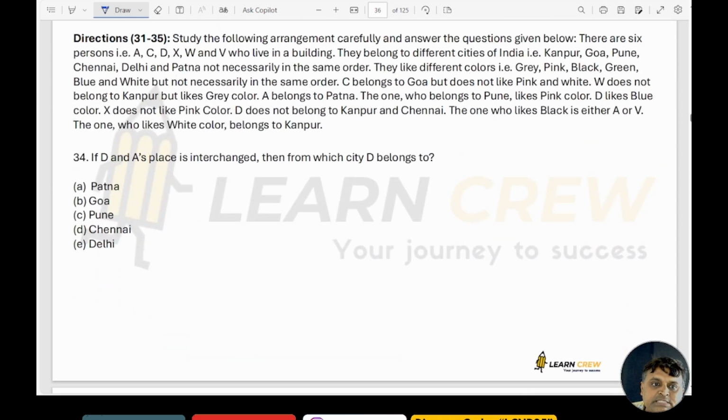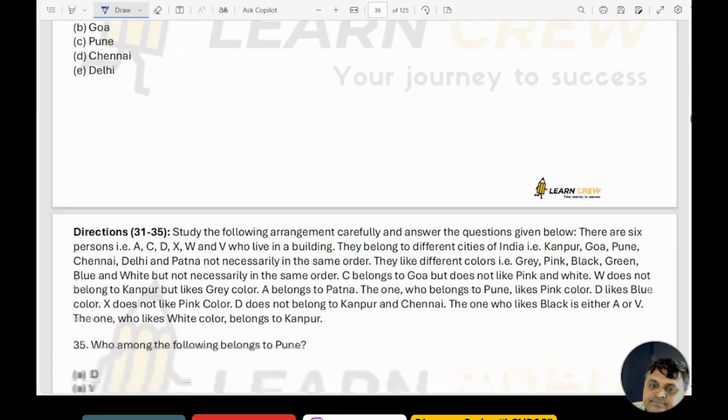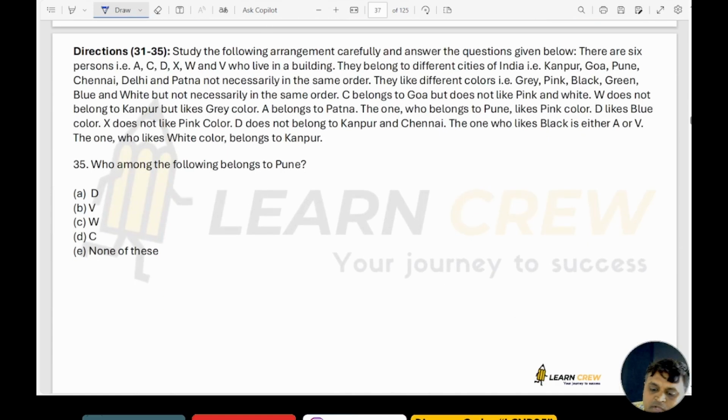If D and A's places are interchanged, then which city does D belong to? D is actually Delhi, A is actually Patna. So when D and A are interchanged, D goes to A's place, which is Patna. 34, answer is A. Who among the following belongs to Pune? Pune is V. So these are the 35 questions in your reasoning, today's mock test. I hope everybody has followed.